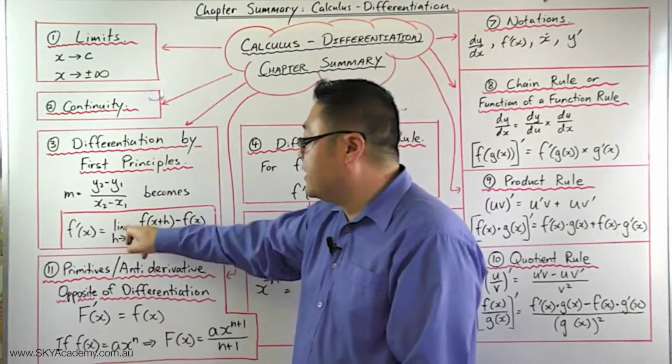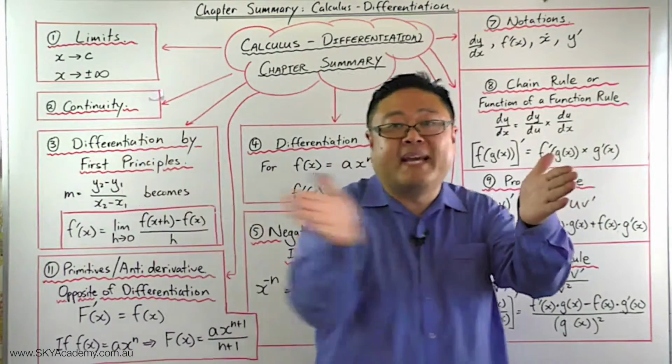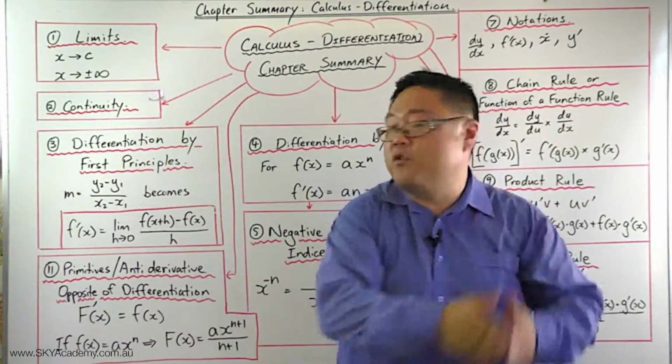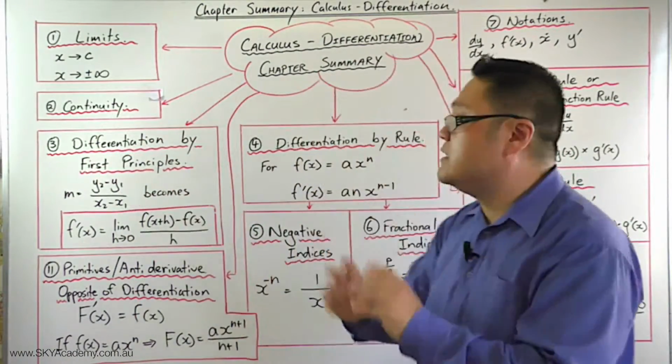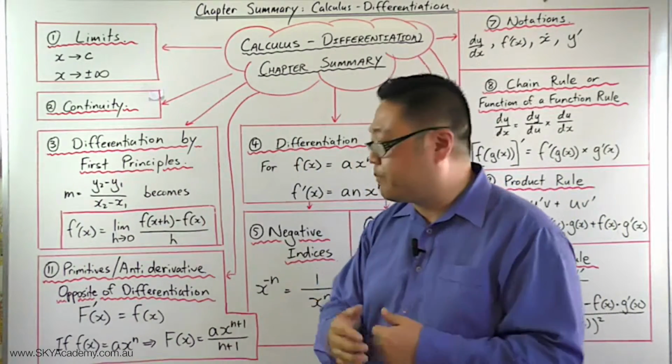And remember, the limit of h approaching 0 is basically the gap between those 2 points becoming 0. Does that make sense? Right, so that's what we did. We looked at differentiation by first principles. I looked at an example of how to apply it.